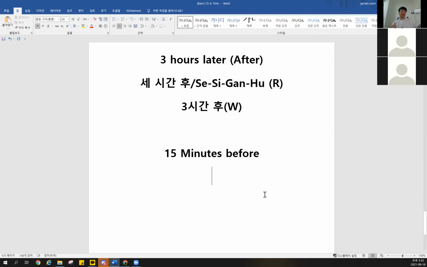So minutes have to use the Sino version. And the counting word for minutes was what? 분. There we go, Lani. Very nice. 15분 전. All right, perfect. Like that. 15분 전. How can you write it down?